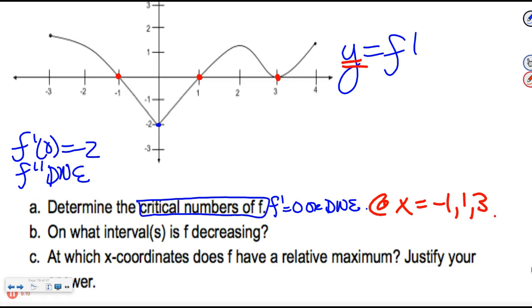On what intervals is f decreasing? For a function to be decreasing, its derivative has to be negative. I'm looking at the derivative. My y's have to be negative. I'm below the x-axis, so I'm from -1 to 1.